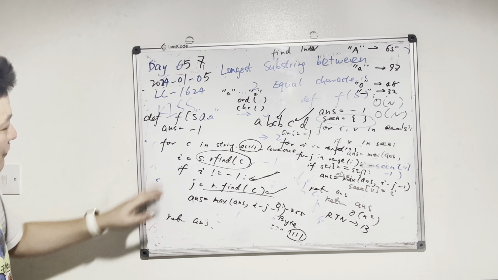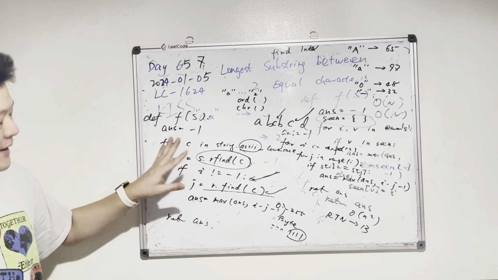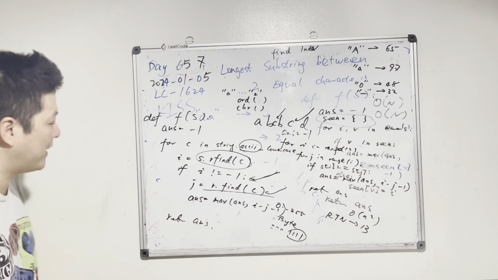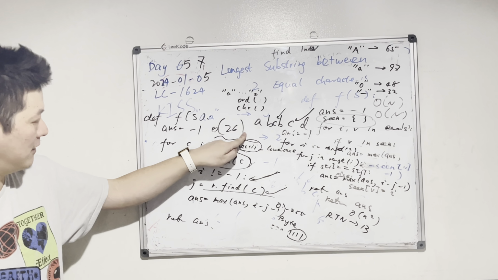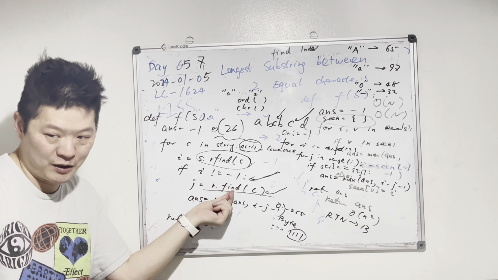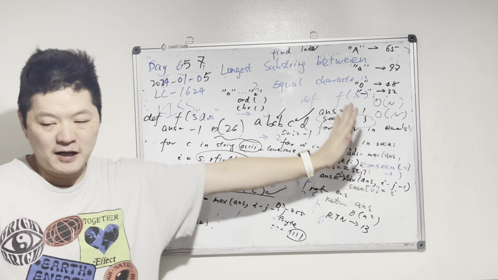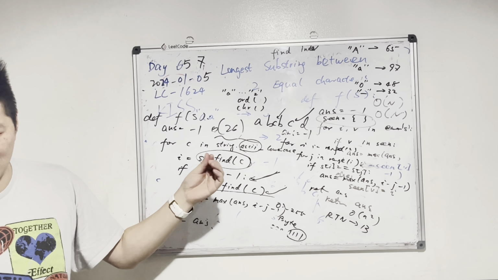The time complexity for this one is O(n). The space complexity for this one is O(1). Why is it O(n)? Look, this one is 26 iterations, which is basically O(1) constant. And then for find and rfind, this is O(n) because we need to go through the string from left to right or from right to left to find the character in the string.